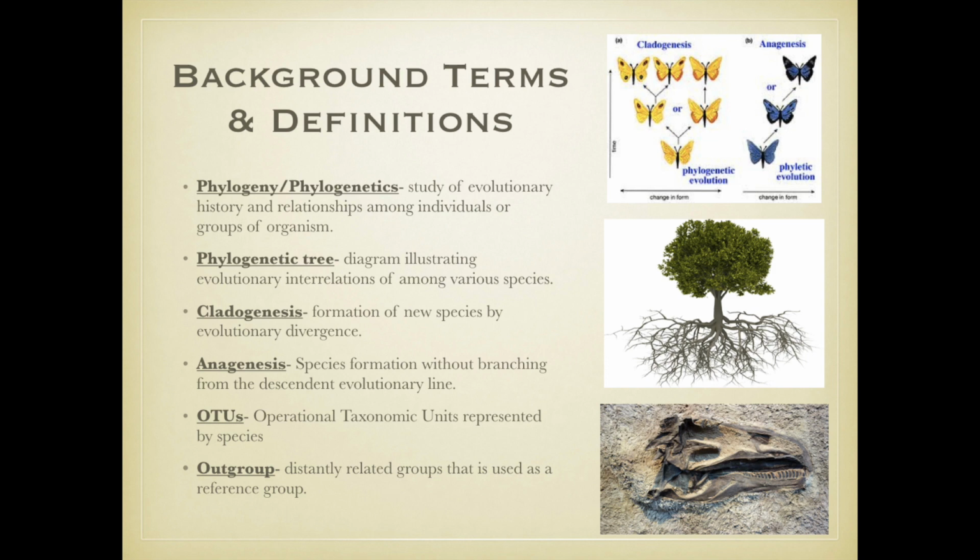A phylogenetic tree is a branching diagram that illustrates evolutionary relationships among different species based on physical or genetic characteristic differences or similarities. Cladogenesis is where a new species is formed by evolutionary divergence. Anagenesis is where a species is formed without branching from the evolutionary line of descent. OTUs are operational taxonomic units that are used to classify groups of closely related individuals.